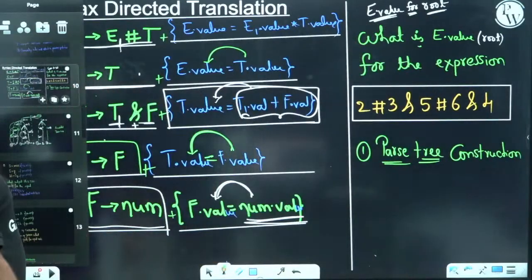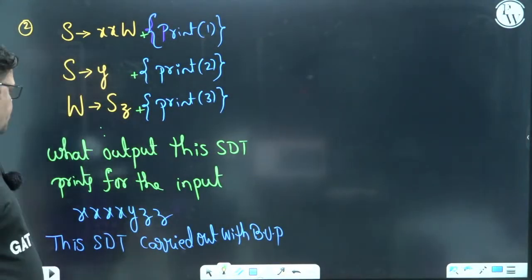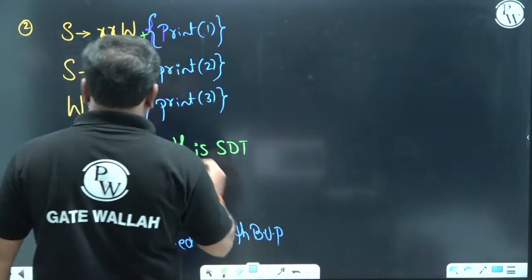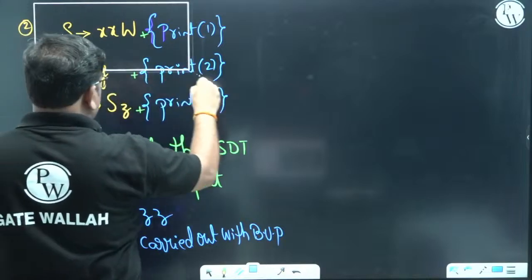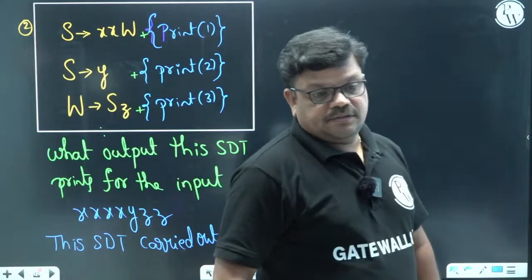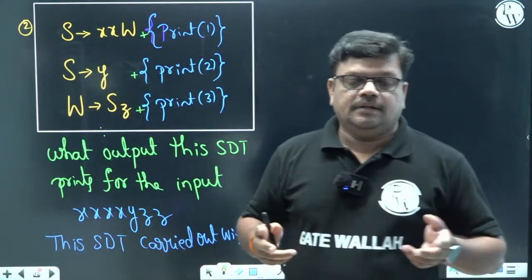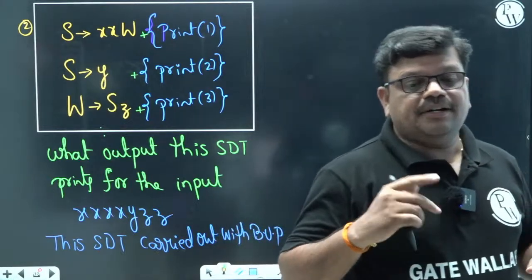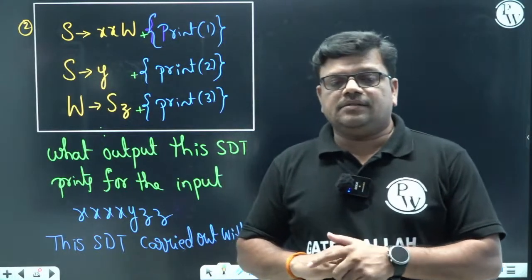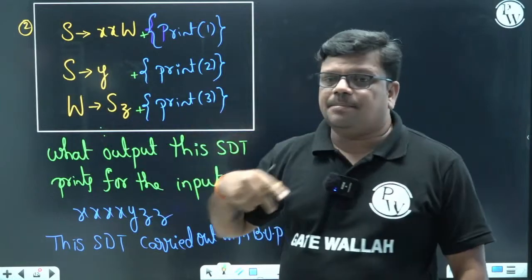The SDTs have different natures. Look at this. This is one more SDT. This is another syntax directed translation which is given. The previous one was for evaluation of expressions. SDTs are doing different varieties of tasks. Some SDTs are for evaluation of expressions. These SDTs are there for printing of numbers.